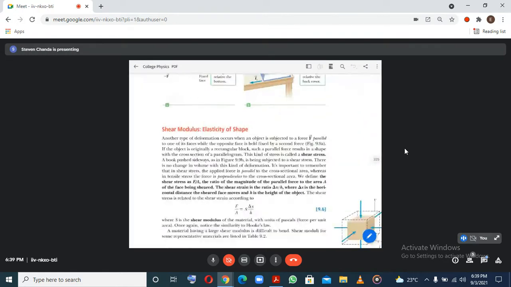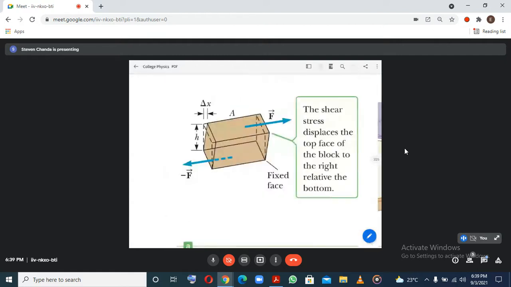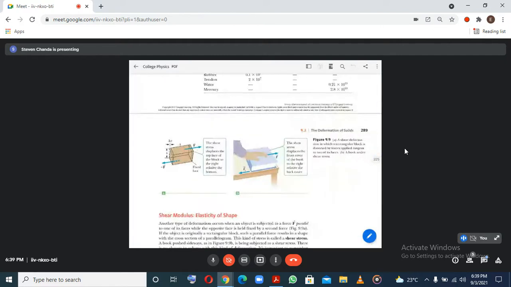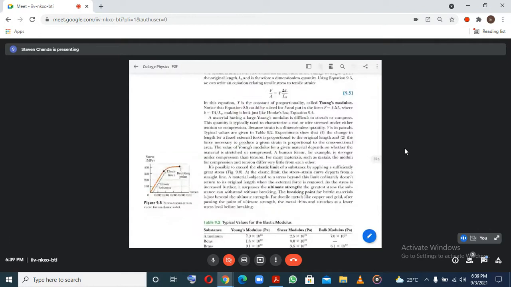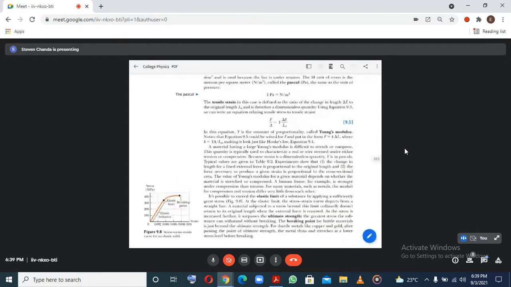Okay, so that's the ratio. It's the ratio of the change in x to the height of the object. So the height of the object is simply the height that this object has. Once you know your shear stress is force over area, then your shear strain is the change in x over h, and then that S there is the shear modulus.